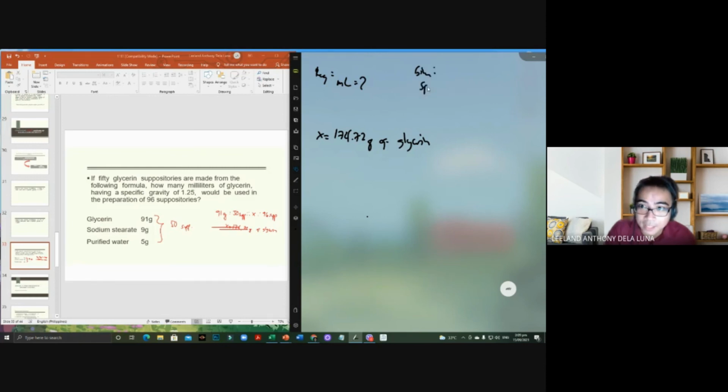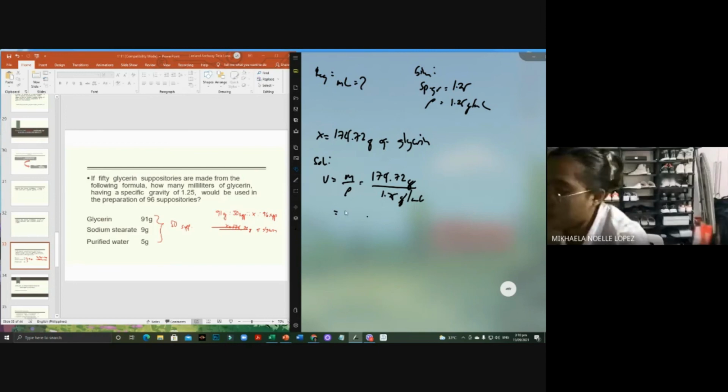given na specific gravity, which is equivalent to 1.25, again, density niyan would be 1.25 grams per ml. So convert natin ito into ml. So therefore, sabi natin, volume is equivalent to mass over density. So that's 174.72 grams divided by 1.25 gram per ml. Ang kalalabasan niyan would be 139.78 ml.